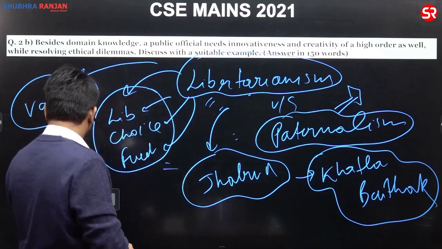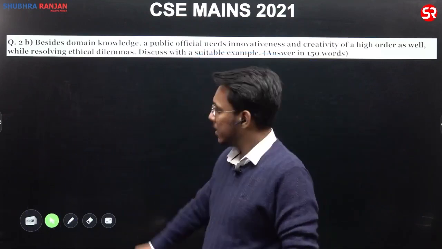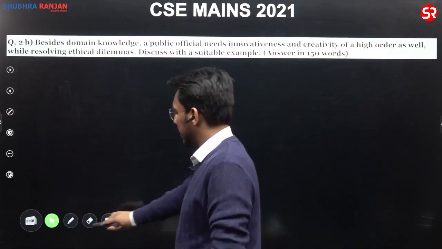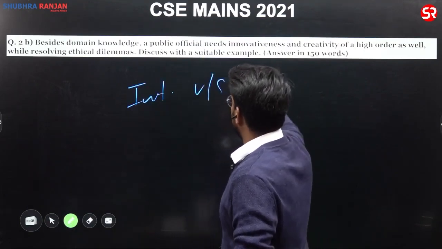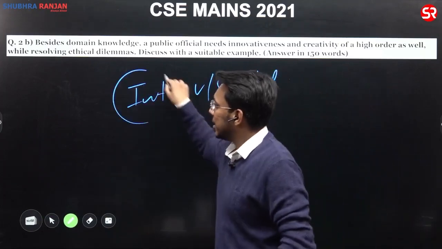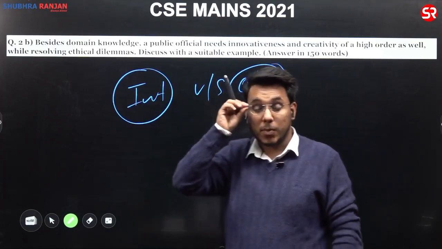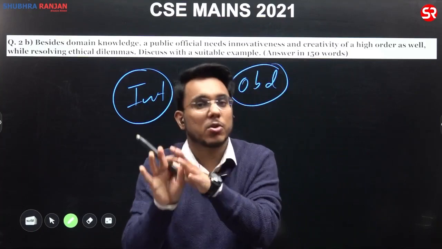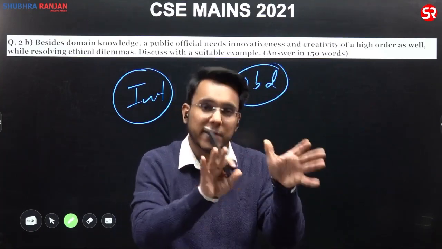Then one more type of ethical dilemma that is often faced is integrity versus obedience. Integrity versus obedience is actually a very big problem. Integrity wants to uphold your moral principles, but at the same time, your seniors, your political bosses, want you to do something which you feel is not right, not dutiful, or not rule bound.